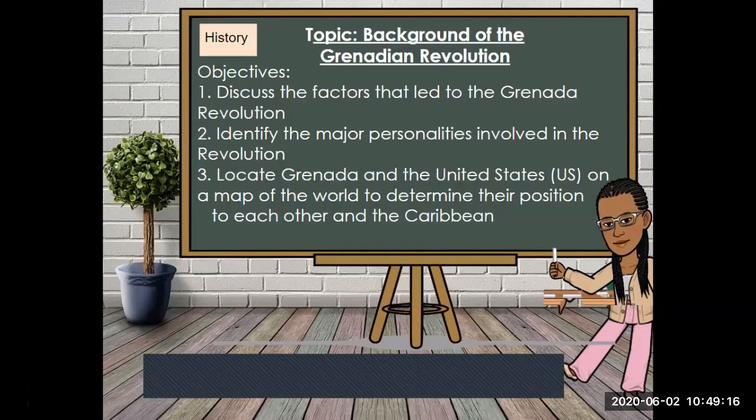The objectives for this lesson are, 1, to discuss the factors that led to the Grenada Revolution; 2, identify the major personalities involved in the revolution; 3, locate Grenada and the United States on a map of the world to determine their position to each other and the Caribbean.